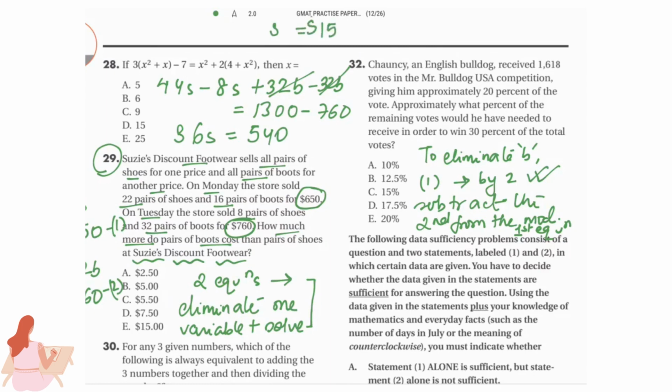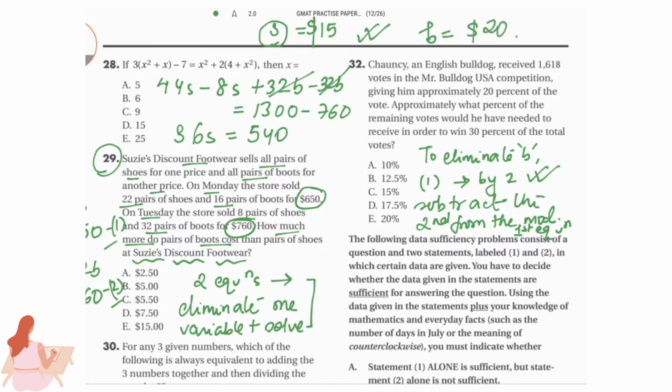This will be in dollars because s actually represents the price of the shoe. So the cost of the shoe is $15. You can plug this value of s in equation 1 or 2 and get the corresponding value of b. If you plug it in one of the equations, you will get b equal to $20.